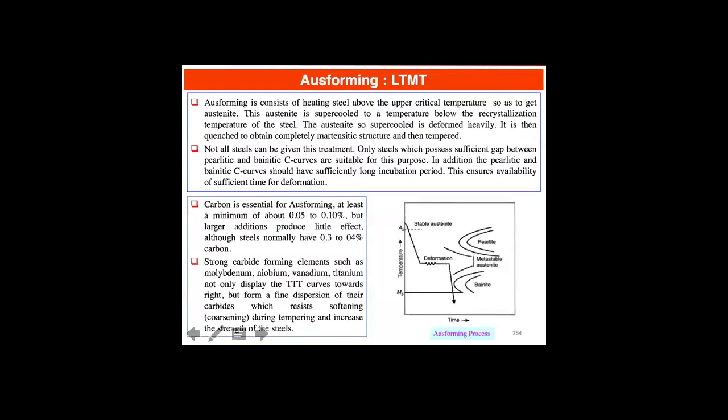bay, right? We're cooling the austenite to well below the recrystallization temperature, right? Then we can roll and then quench and then get a completely martensitic structure, right? So to do this, we need to make sure we have this gap here, right, between the pearlite and bainite bay, right?